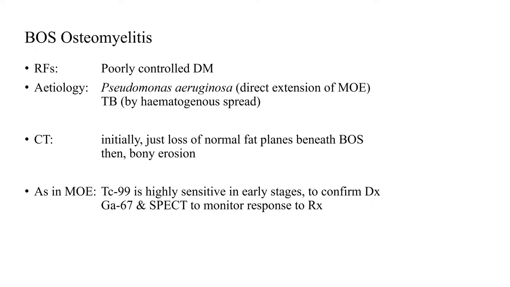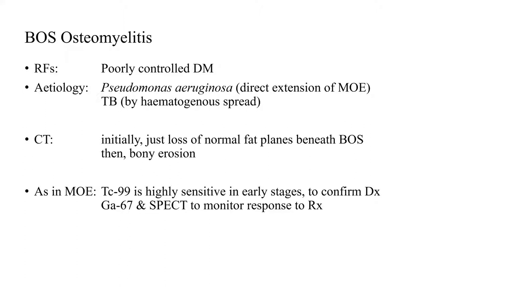In contrast to petrous apicitis, you can also get a basal skull osteomyelitis, for which the risk factor is usually poorly controlled diabetes. The etiology is either Pseudomonas, which occurs as a direct extension from malignant otitis externa, or TB, which can get to the petrous apex from hematogenous spread.